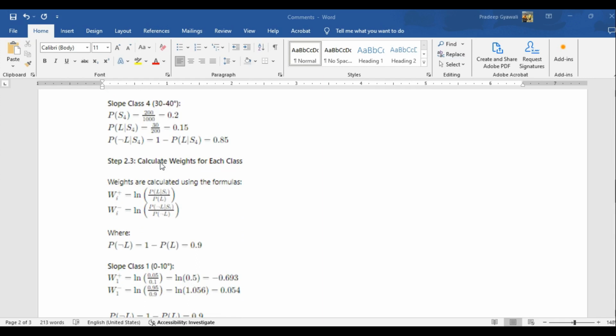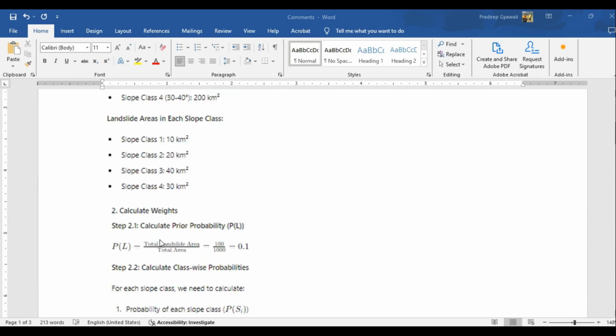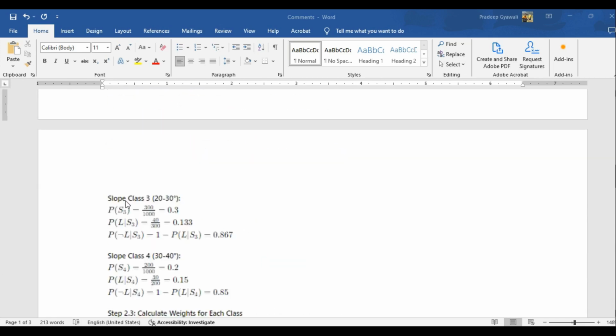After that, we have to calculate the weight for each class. There is a positive weight of evidence and a negative weight of evidence. The formula of positive weight of evidence is the logarithm of the probability of landslide occurring in this class divided by the total probability of that area. That means PL. PL means the total landslide area divided by total area, which is 0.1.